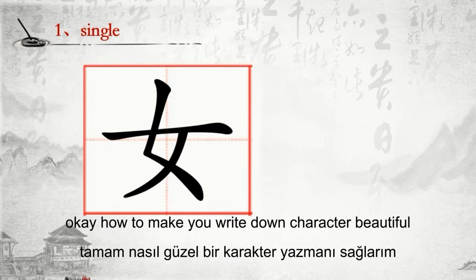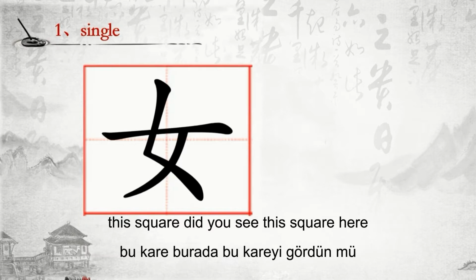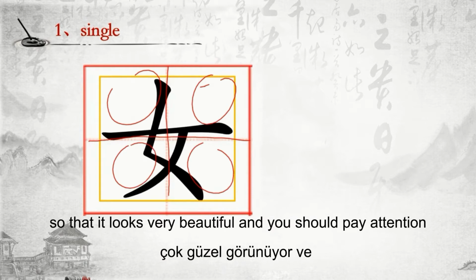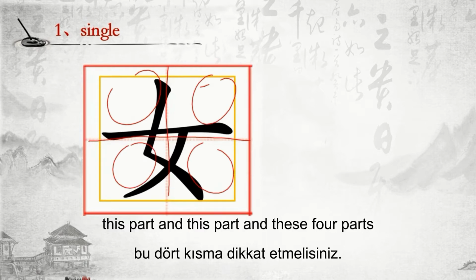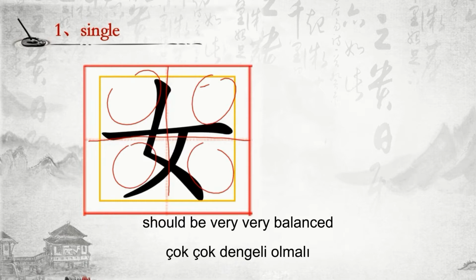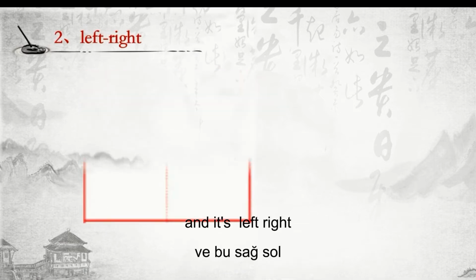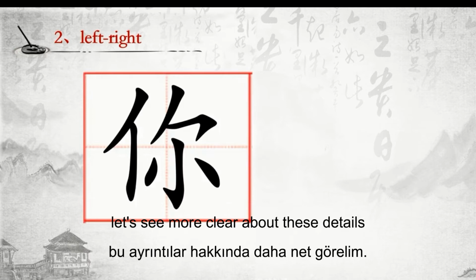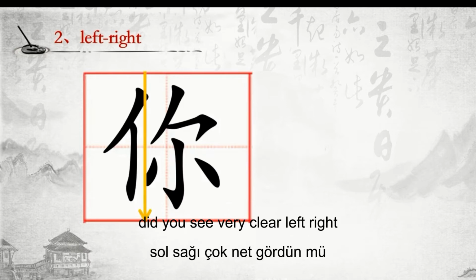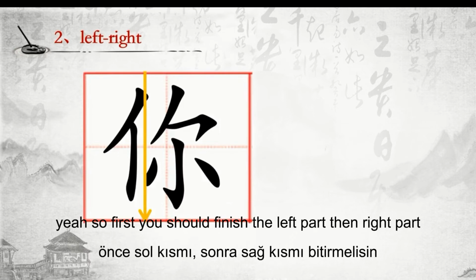Okay, how to make you write down characters beautifully? This is a squirrel. Did you see this squirrel here? Then it looks very beautiful. And you should pay attention, this part and this part and these four parts should be very, very balanced. And if it's left, right, let's see these details more clearly. Did you see? Very clear, left and right. So first you should finish the left part, then the right part.